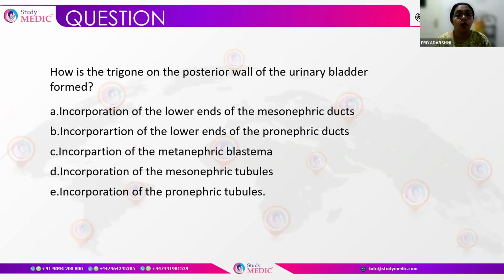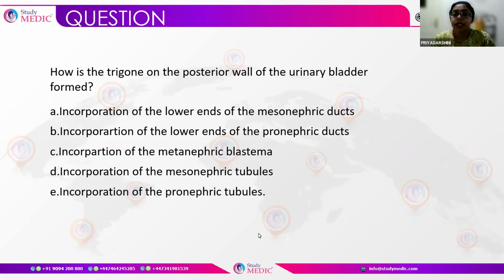Second question, how is the trigone on the posterior wall of the urinary bladder formed? We have either the incorporation of the lower end of the mesonephric duct, or the incorporation of the lower end of the pronephric duct, or the incorporation of the metanephric blastema, or the incorporation of the mesonephric tubules, or is it the incorporation of the pronephric tubules?